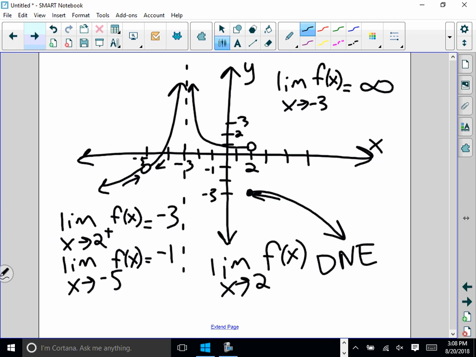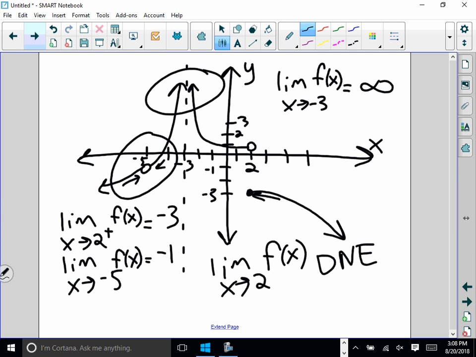For me, what I look at is when I come from the right-hand side and from the left-hand side, am I approaching the same number? We can see at x equals -5, I am approaching the same number of -1. Therefore, the limit will exist there and equal -1. At -3, both of these are going up to positive infinity. Therefore, the limit will exist.